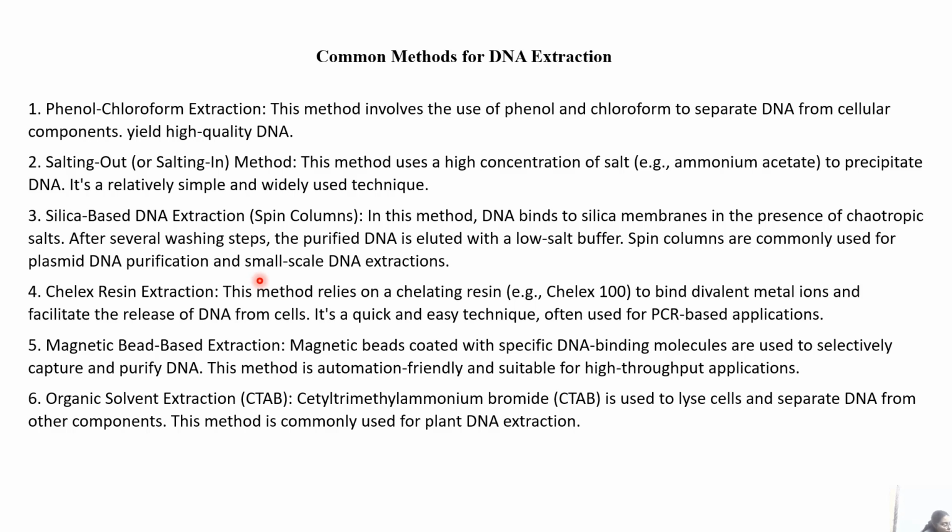CTAB is a cationic detergent, and it disrupts membranes because it interacts with biological membranes, which helps release the nucleus and sequesters lipids. It binds to polysaccharides and polyphenols, which can interfere with DNA isolation, and it can be used in combination with other compounds such as PVP or ADTM to improve the extraction process. CTAB is mostly used for plant DNA extraction only.